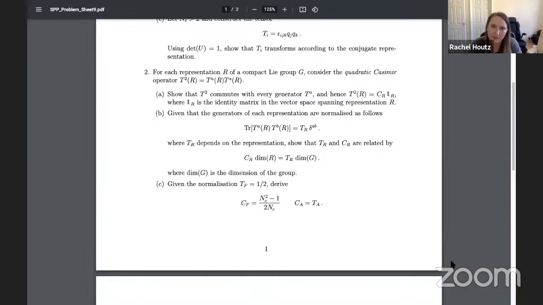And question 2 says, okay, now moving away from just the fundamental representation, let's say we have some general representation R of a compact Lie group G. And we want to consider something called the quadratic Casimir operator. And all the quadratic Casimir operator is, they call it T squared of R.